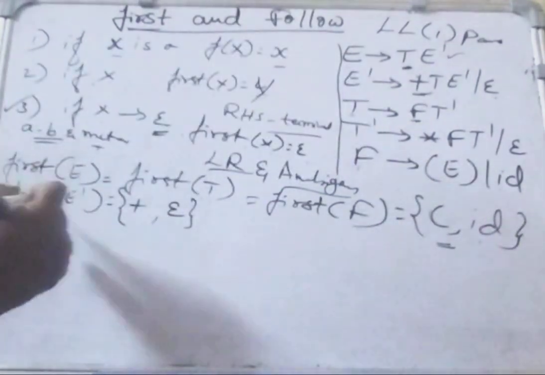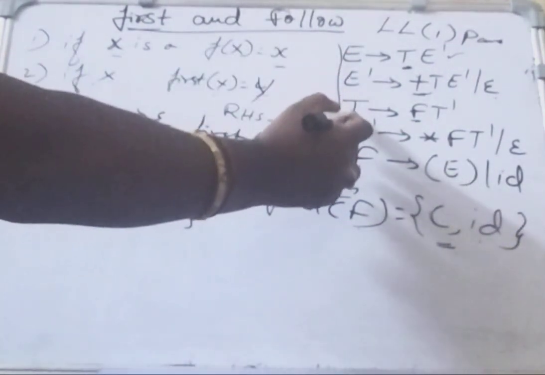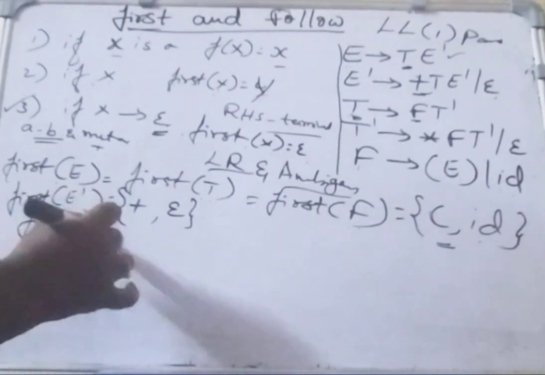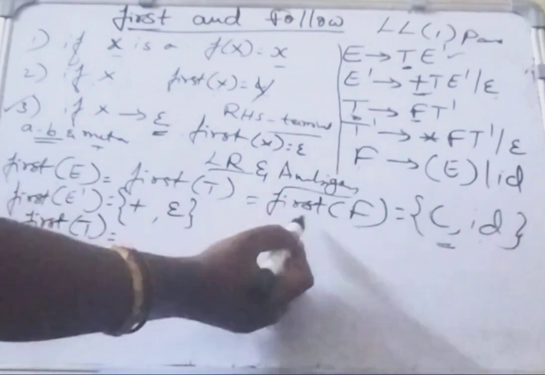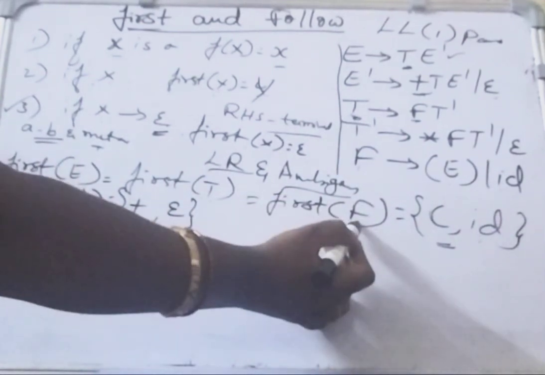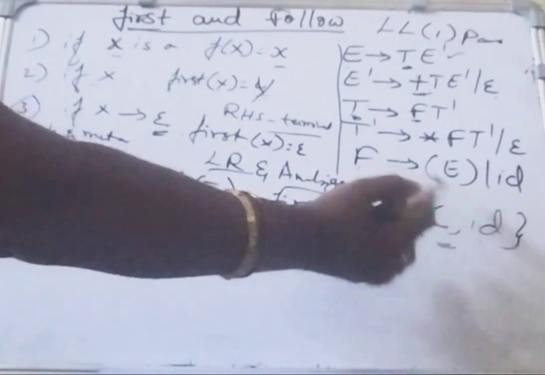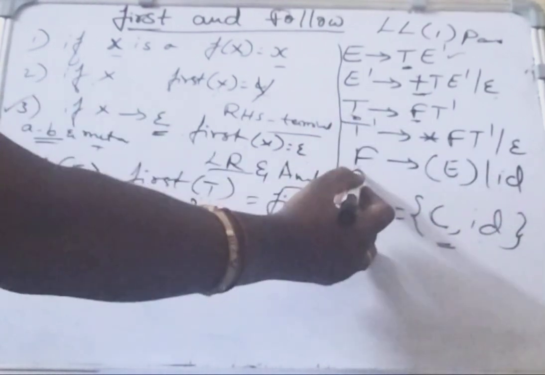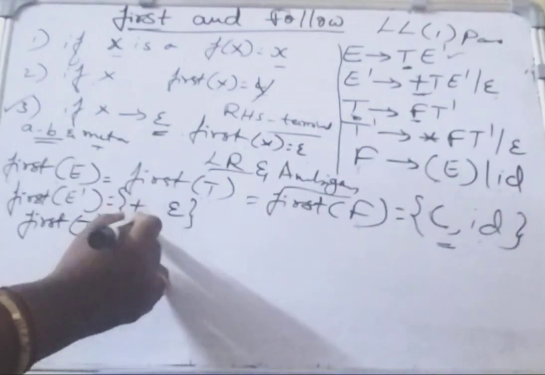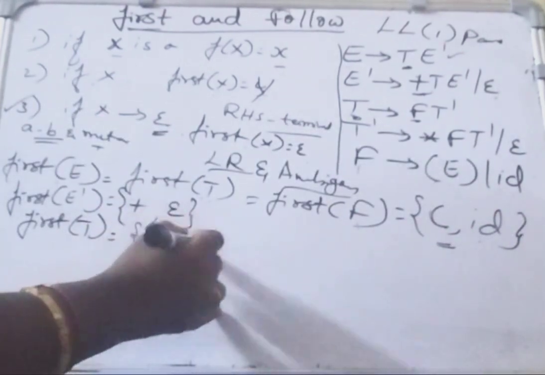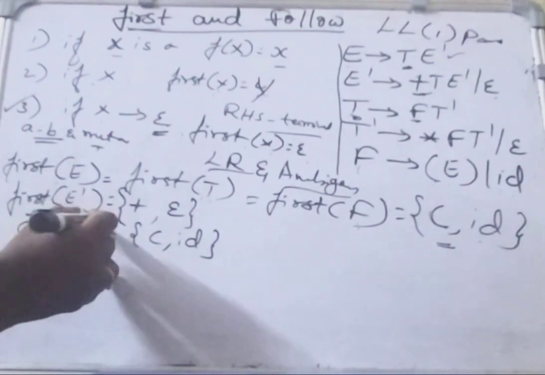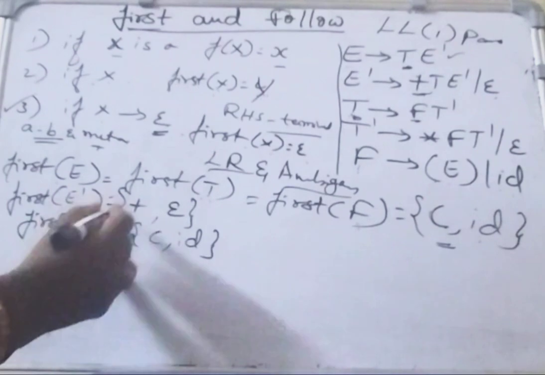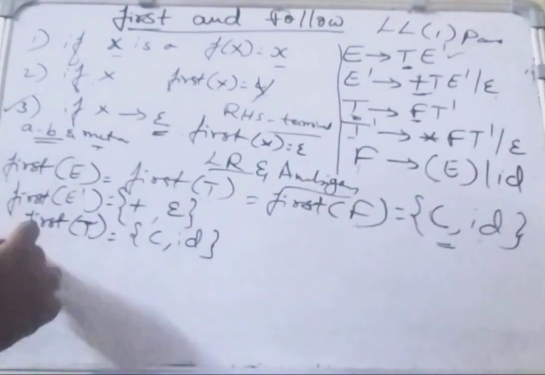Next, what is first of T? First of T we already computed. First of T is equal to first of F, and first of F is nothing but open brace, comma, ID. So the first of the non-terminals E, T and F are all the same. Next, identify what is first of T dash.